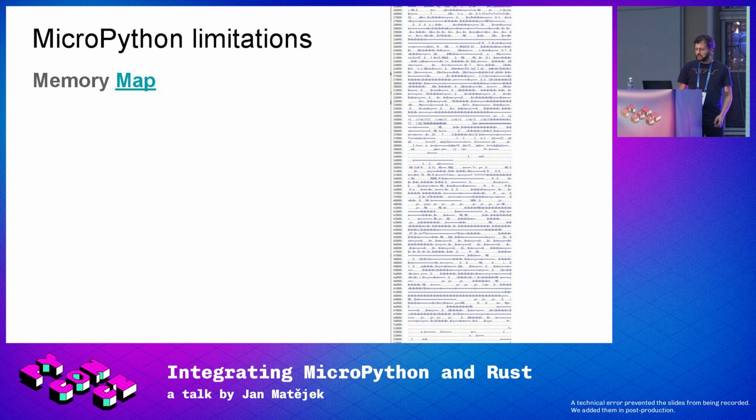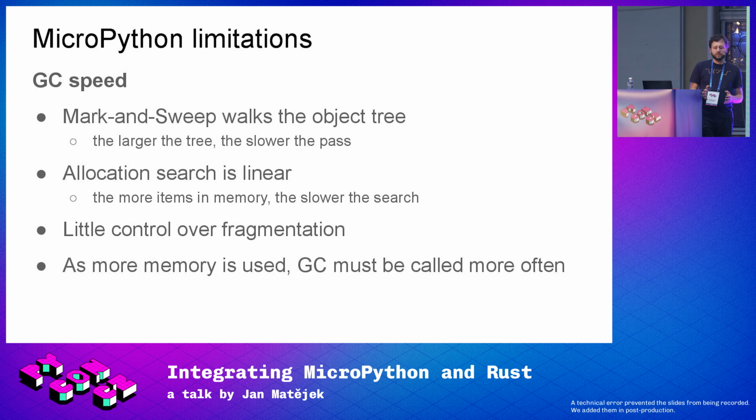The problem with this is that the more objects you have, the longer the mark phase takes. And another problem is that allocating new things is, again, a linear search from the start of the arena. So the fuller the memory is, the longer it takes. And of course, in Python, you cannot control where allocations happen. You cannot explicitly deallocate. So if you create 1,000 objects in rapid succession, you get 1,000 new entries, even if those objects are immediately forgotten.